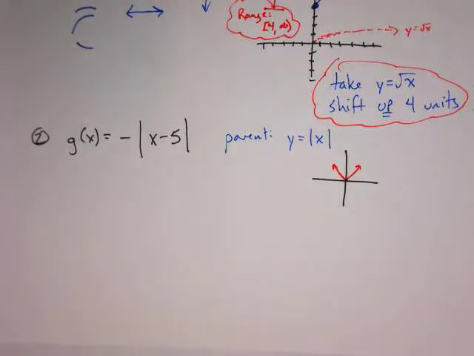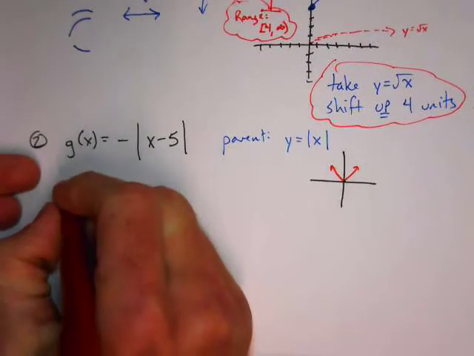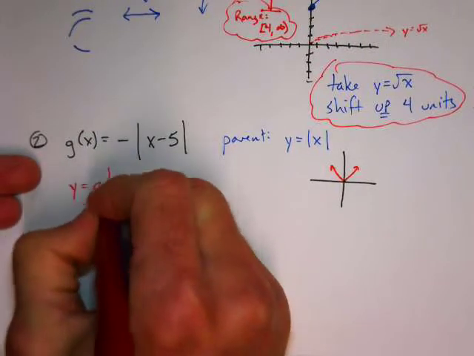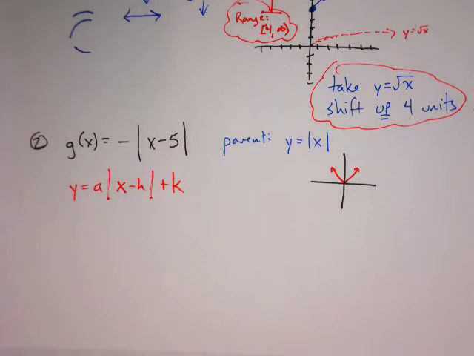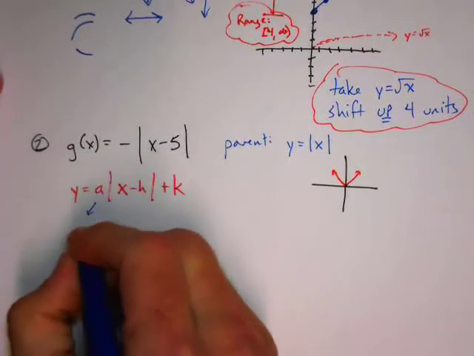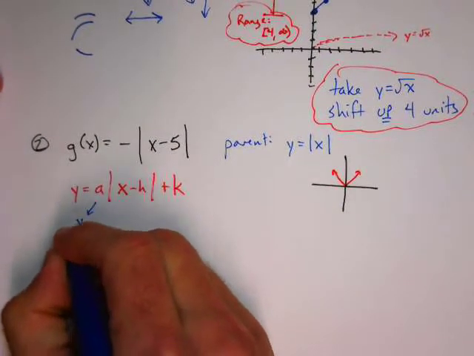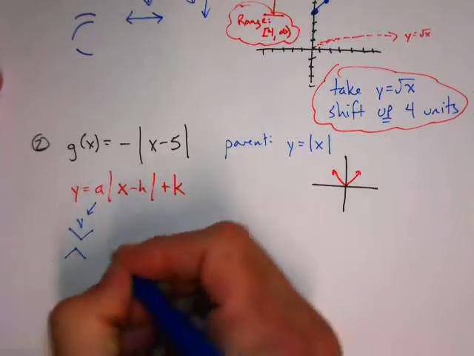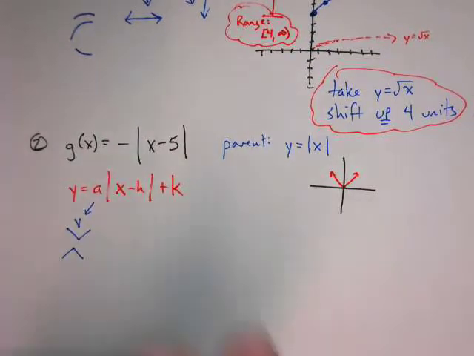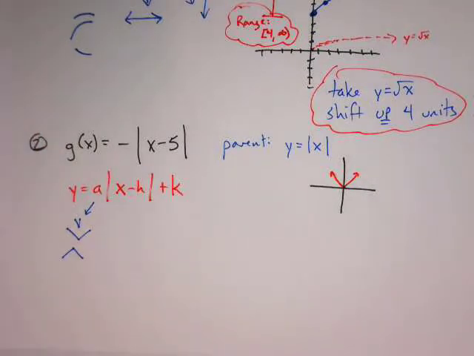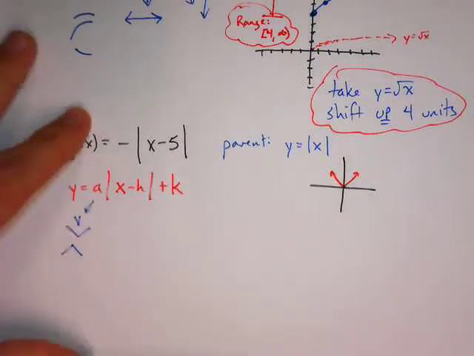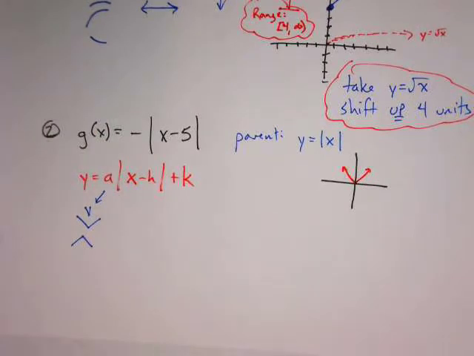Well, what's going to happen if we have translations involved? Remember what A does. A stretches, A compresses. Okay, so what does A do? It can make it really thin, it can make it really wide, or it can turn it upside down. That's what A can do. It can stretch or compress, or invert it, flip it, actually reflect it over the x-axis.